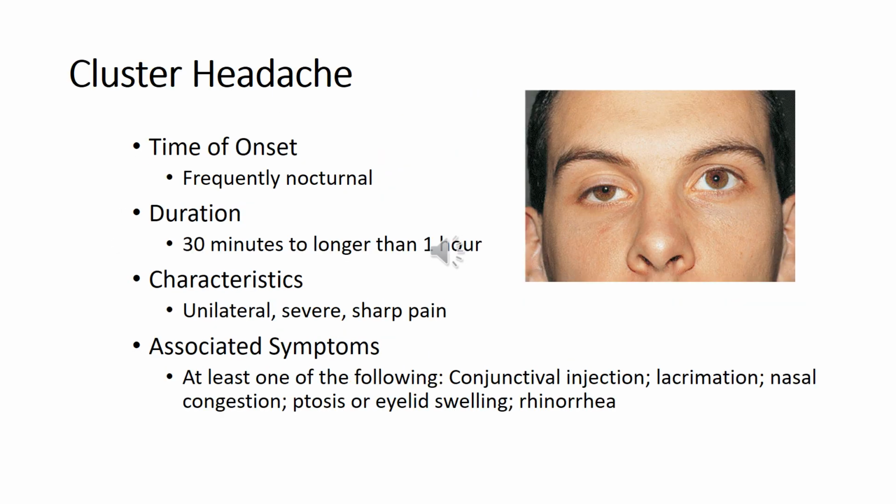Cluster headaches usually occur at night. They can last approximately 30 minutes to longer than 1 hour. They are usually described as unilateral, severe, sharp pain. Associated symptoms usually include at least one of the following: conjunctival injection, lacrimation, nasal congestion, ptosis or eyelid swelling, and rhinorrhea.